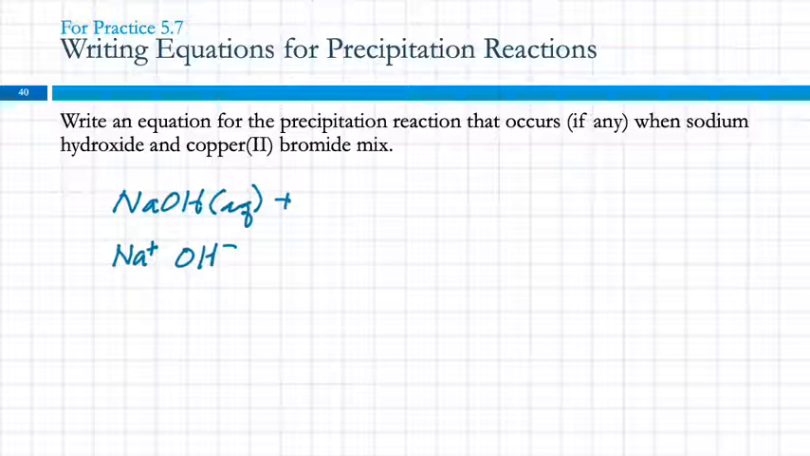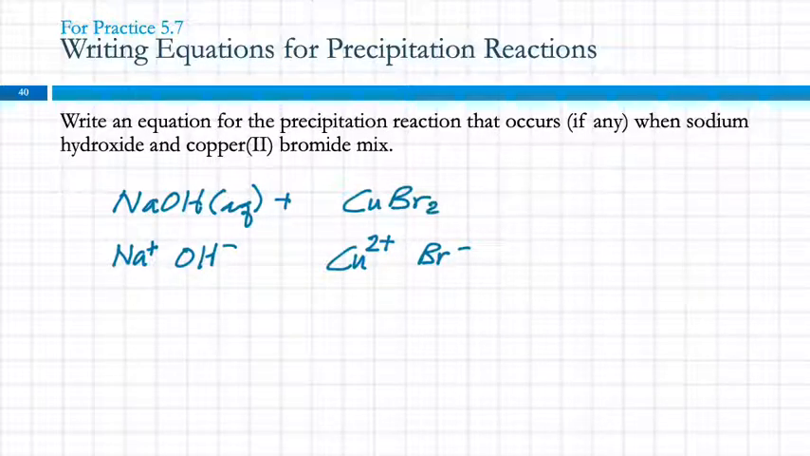And then copper 2 bromide, Cu2+. The Roman numeral 2 is the charge, and bromide is Br-. And so I need 1 copper and 2 bromides. And that one is also soluble. Bromide compounds are soluble except for silver, mercury, and lead, and this isn't one of the exceptions. It's almost never going to happen where one of the reactants is solid.